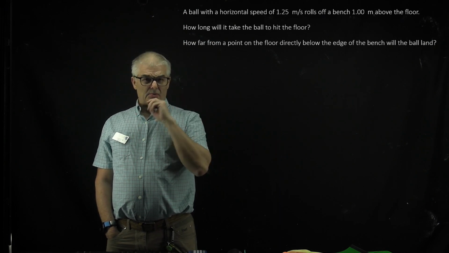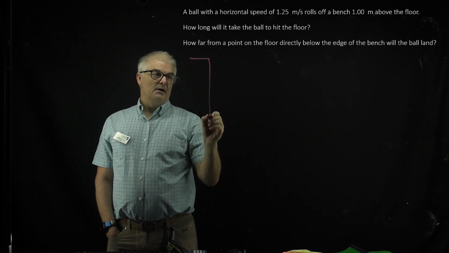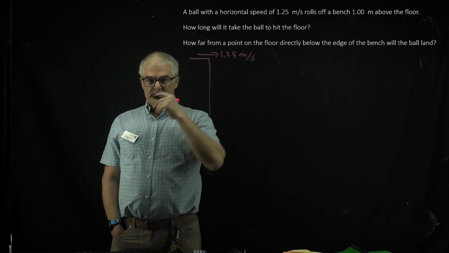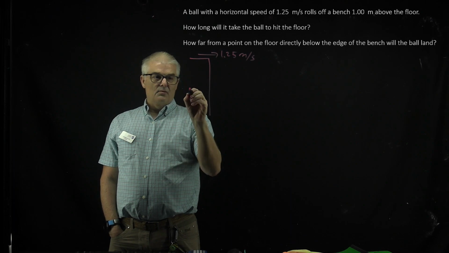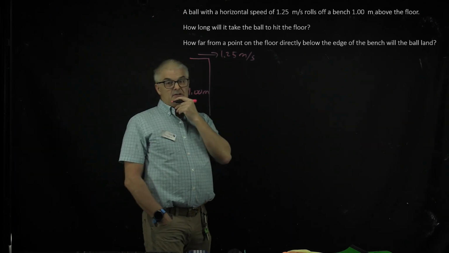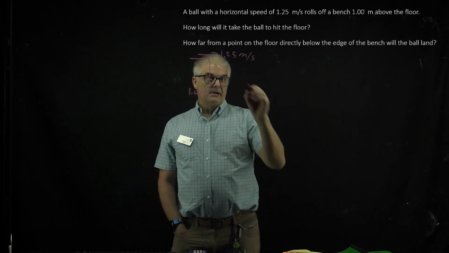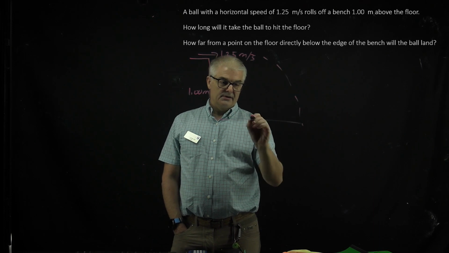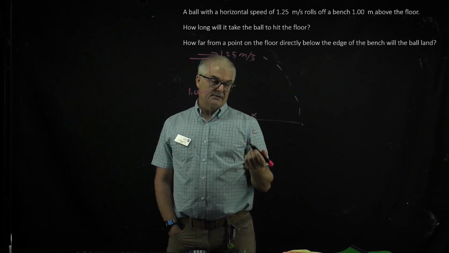We've got a ball with horizontal speed, all right, boom, off a table. It's coming off at a speed of 1.25 meters per second. And this is a 1 meter bench. Again, your numbers may vary. The question is, it's going to, of course, arc and land here. You're trying to find this value of x and also how long it's going to take.